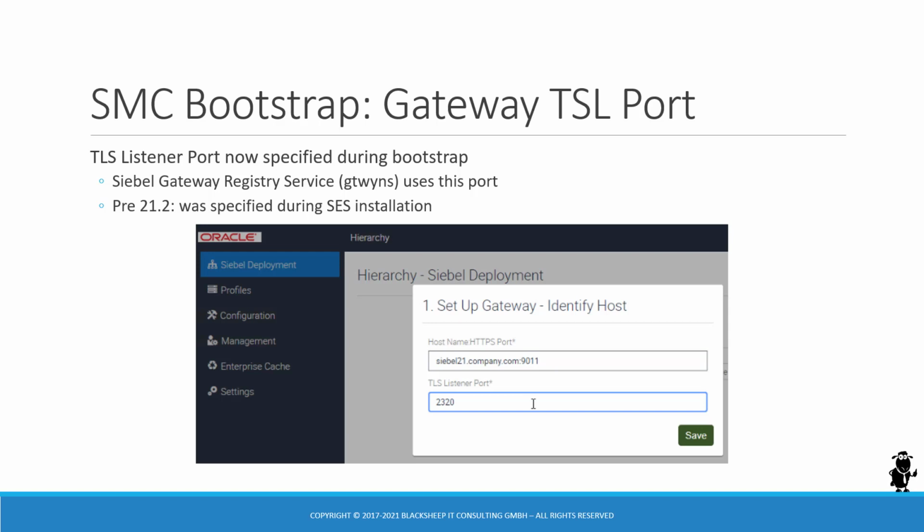This is a screenshot from a Bootstrap in a new 21.2 installation. Even if you do it in silent mode, as we discussed in the previous slide, or you do it in manual mode in the SMC UI, the first step of the Bootstrap now has a new parameter, the TLS Listener Port, the most confused port in the universe, which is the port that the gateway registry service, gateway name server, uses to listen for connections. And in pre-21.2, this port was specified during the SES installation in the installer. So now this has been moved to the Bootstrap process.